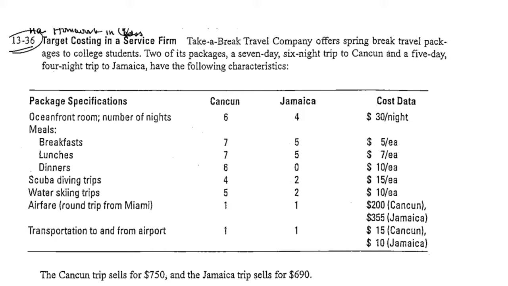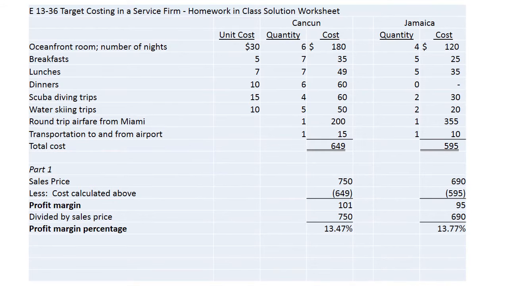So the first thing we need to do to work in this setting is to determine what the cost is for these trips. So I've gone and put this into a spreadsheet. So for each of the different costs, the cost data, I have a line, and I've listed here the unit costs that they provided us. And those were the same in Cancun and Jamaica for everything except for the airfare and the transportation to the airport.